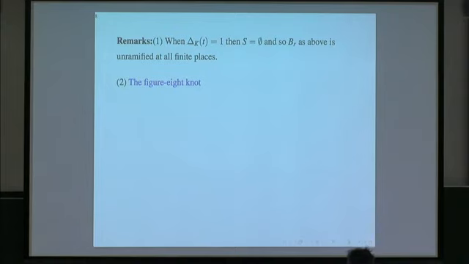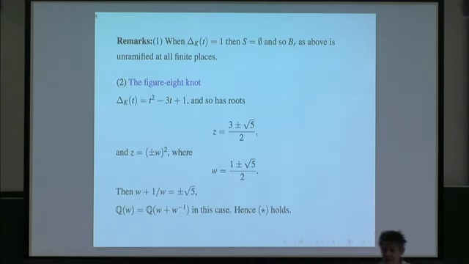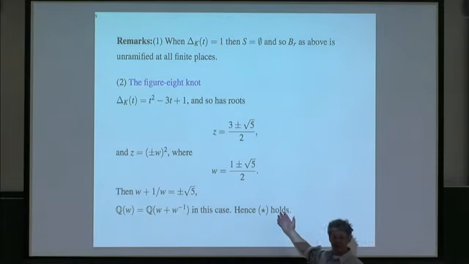So for the figure 8 knot, which is the one that maybe we like the best, or not if you're from Austin, the Alexander polynomial is this guy. So the roots are (3 plus or minus root 5)/2. If you take square roots, you get (1 plus square root 5)/2. And if you take W plus 1/W, you get root 5. So in this case, Q(W) is the same as Q(W + 1/W). So in this case, star holds. Okay, so that's trying to explain why.